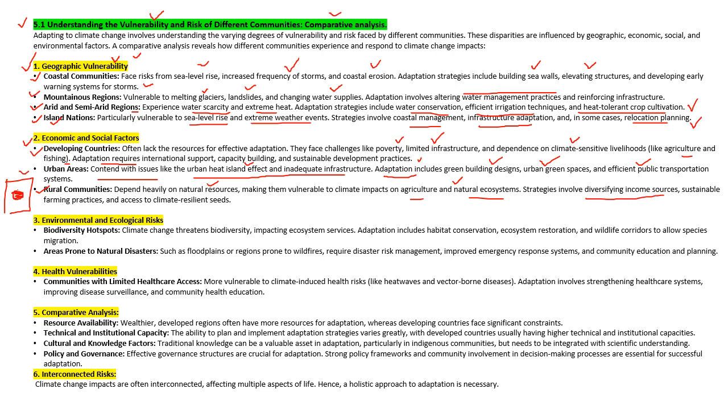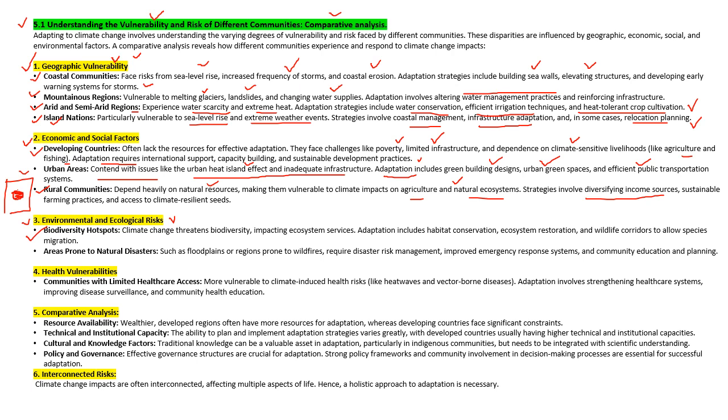Diversifying income sources should be there. So if there is a failure of crop, then the livelihood will not be as much disturbed. The third section is environmental and ecological risk. What are the environmental or ecological risks?